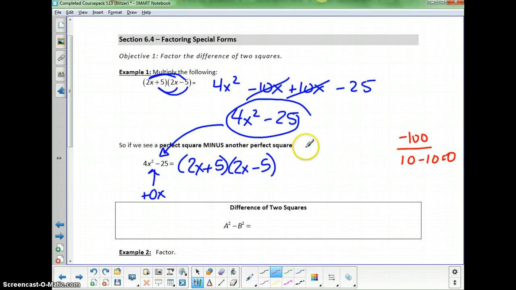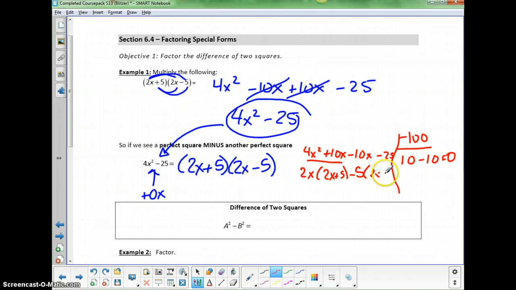So if I write this down and group it, 4x squared plus 10x minus 10x, that's my 0, minus 25. Let's factor by grouping. 4 and 10 have 2 in common and an x, so it leaves me with 2x plus 5. The first term's negative, so I've got negative, and those have a 5 in common. If I take that out, I've got 2x, and negative 25 divided by negative 5 is positive 5. So 2x plus 5 is in common, and what's left is 2x minus 5.